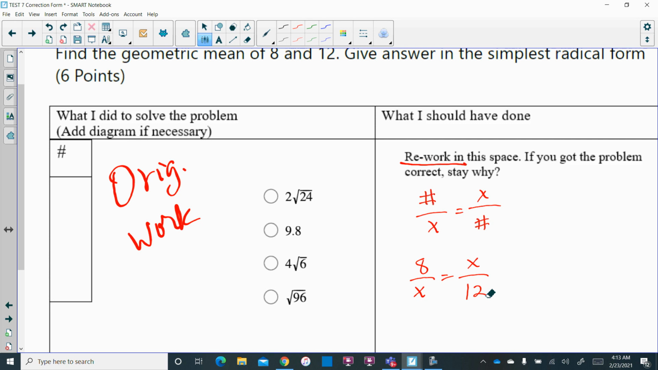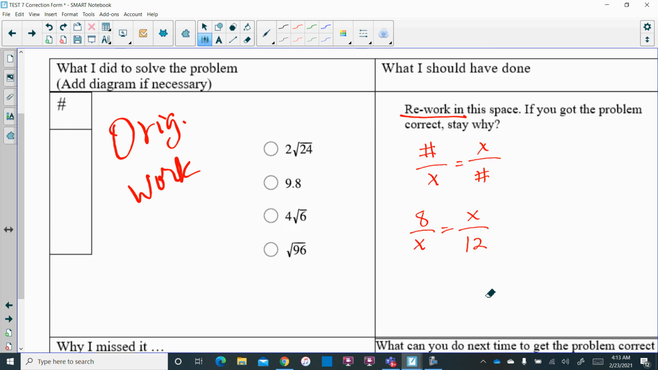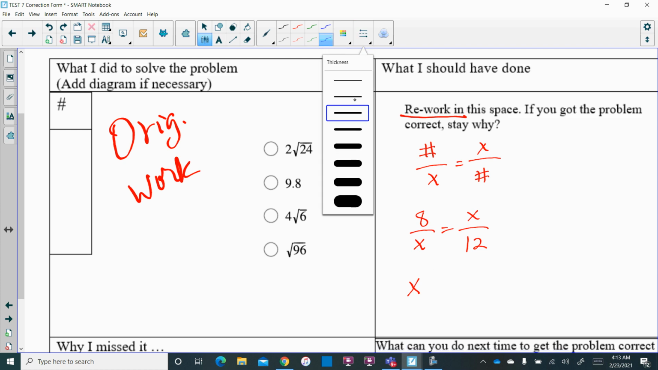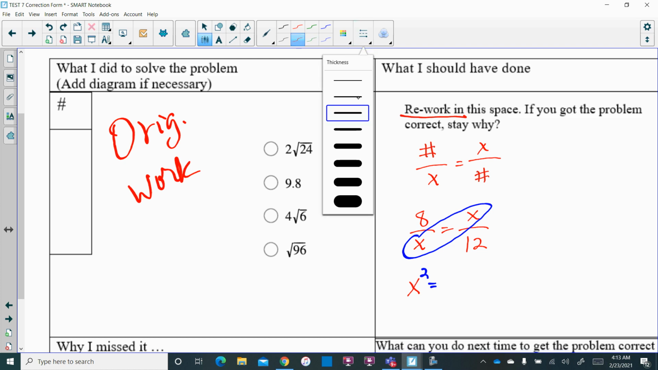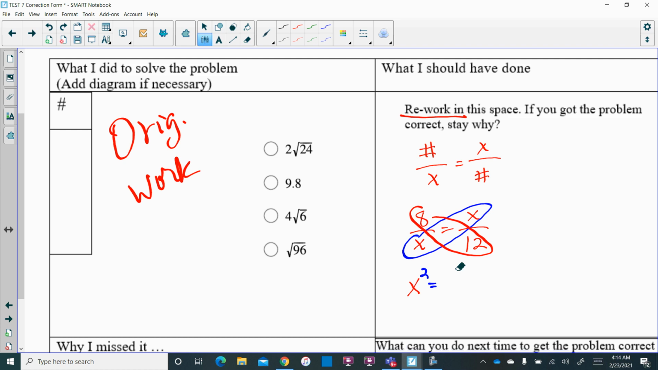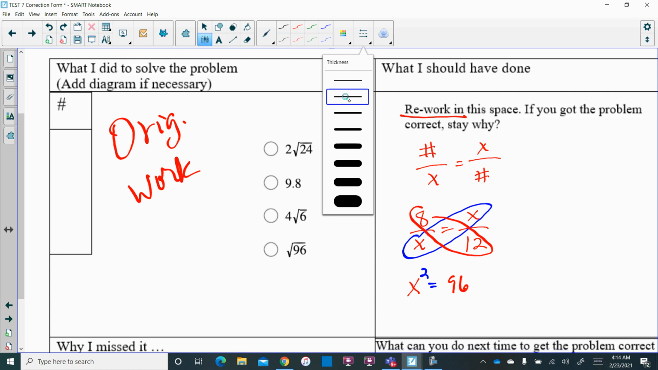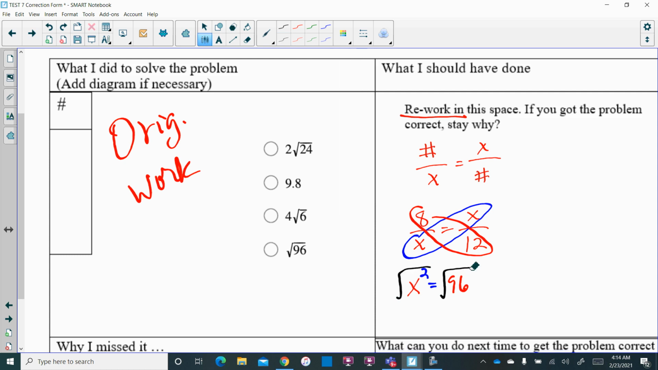Now, some people went straight to the cross product. They knew, oh, I'm going to multiply those two numbers. But you have to remember that when you do x times x, that's x squared. Okay? So it should be x squared equals 12 times 8, which is 96. So some went straight to showing this, but when we missed it, it was because we forgot to take the square root of that number.